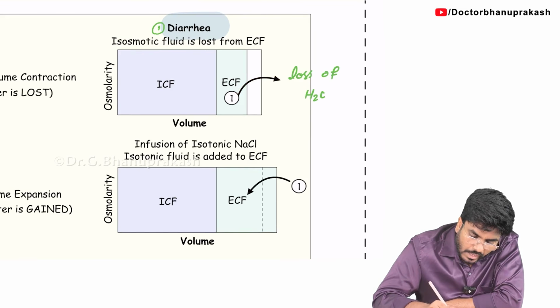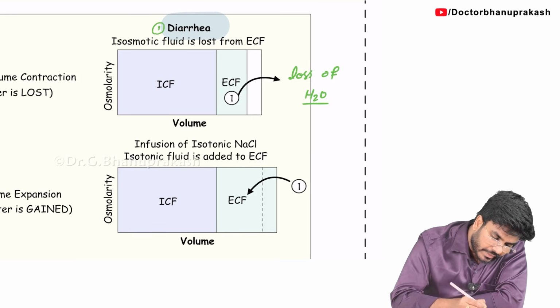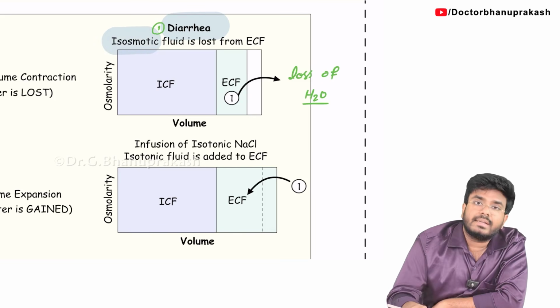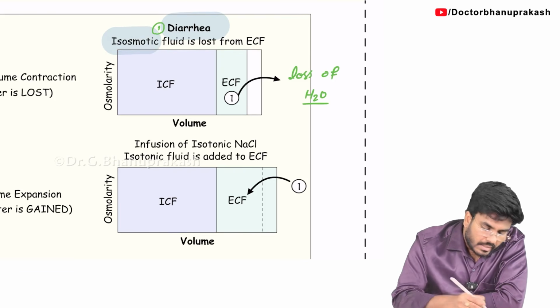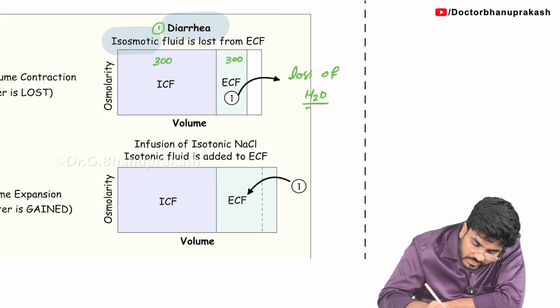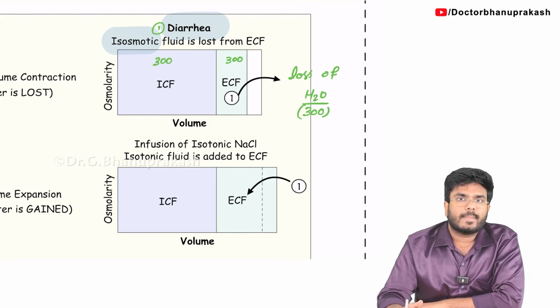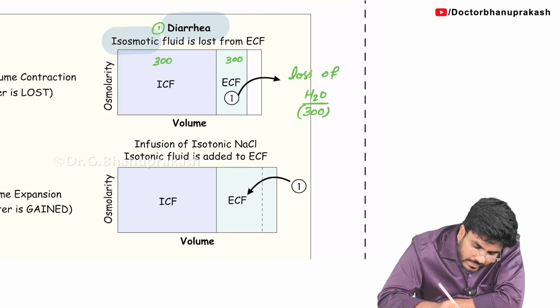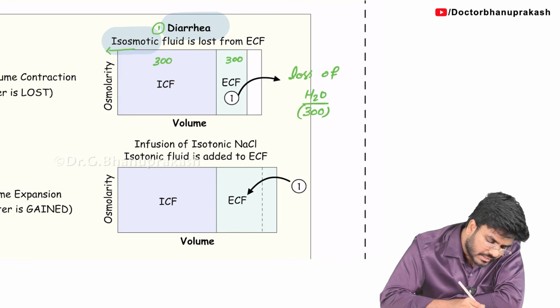And which type of water is he losing? He is losing isoosmotic fluid. See, isoosmotic fluid, the word is important. The isoosmotic fluid is lost from the ECF. Which means, what is the osmolarity of the intracellular fluid? 300. What is the osmolarity of the extracellular fluid? 300. And the fluid that he is losing also has the same osmolarity, 300. So in the Darrow-Yannet diagram, there is no change in osmolarity. The patient still has an osmolarity of 300.